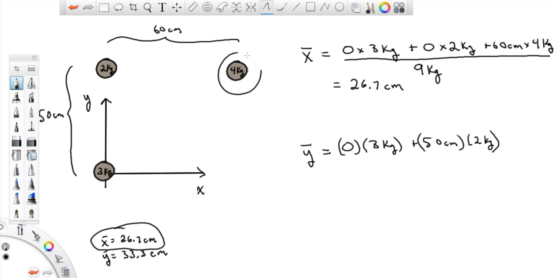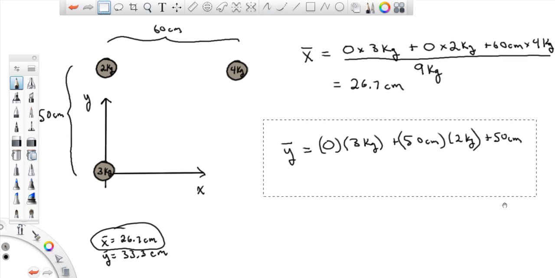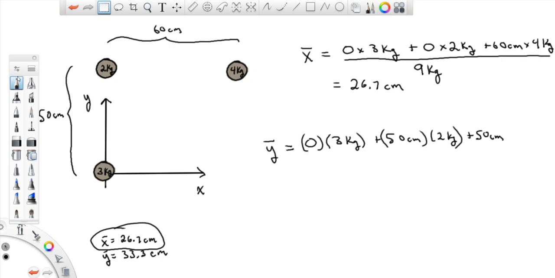Then we take this guy, which is 4 kilograms, and the y coordinate is 50 centimeters, and then we'll multiply by the mass, which was 4 kilograms. I see I used a little bit different notation in the top line than in the bottom. In each case it's 0 times 3, 50 times 2, 50 times 4, etc. Whether I put the parentheses or multiplications between them doesn't really matter for the example.